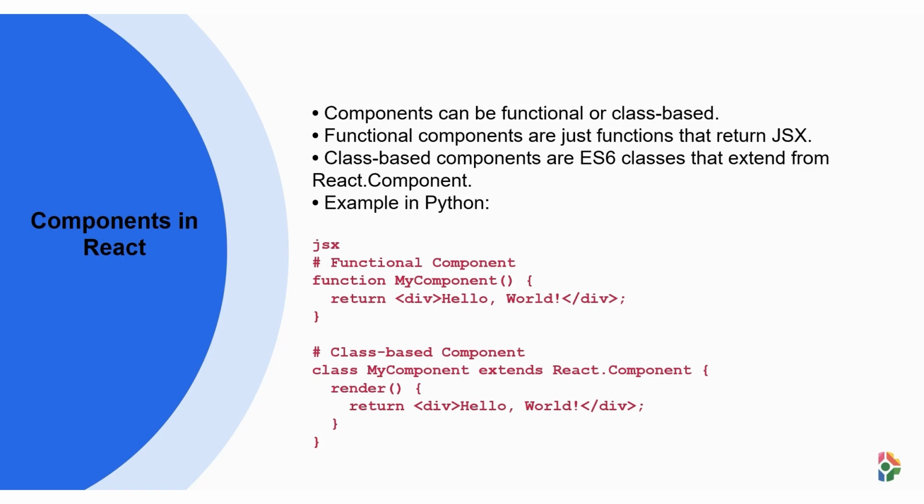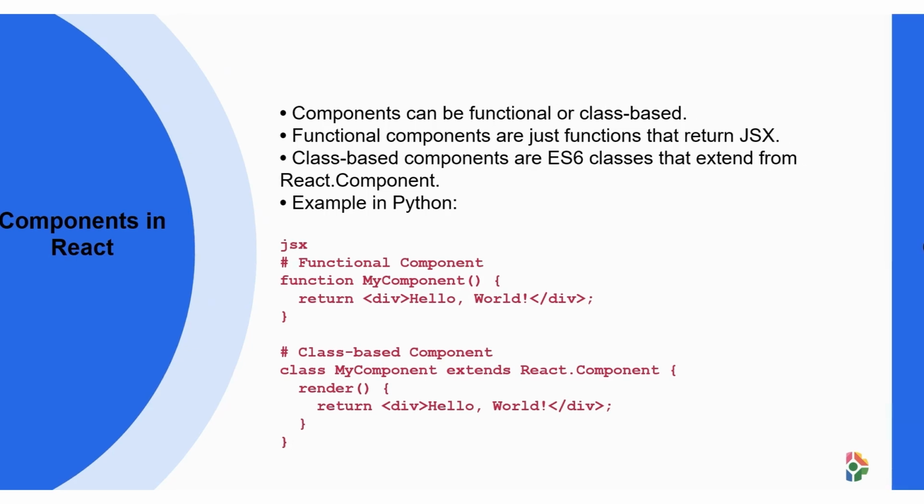Both types of components serve the same purpose in React, to encapsulate UI elements and their logic. While functional components are more lightweight and often used for simple presentational purposes, class-based components offer additional features like state and lifecycle methods for handling more complex logic and interactivity in the application.